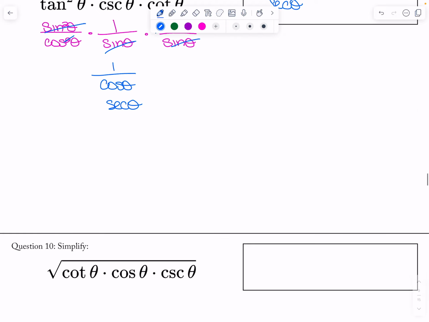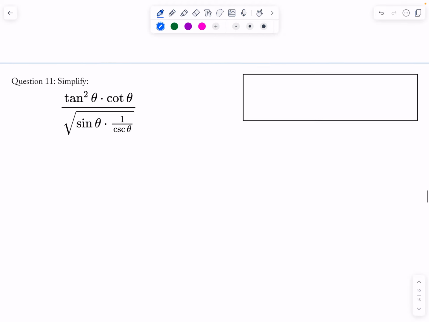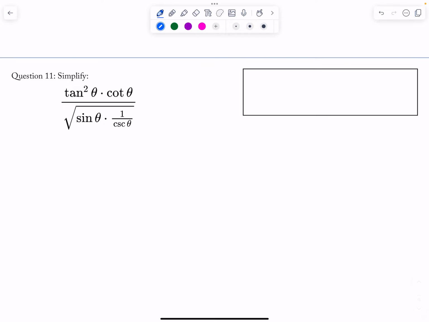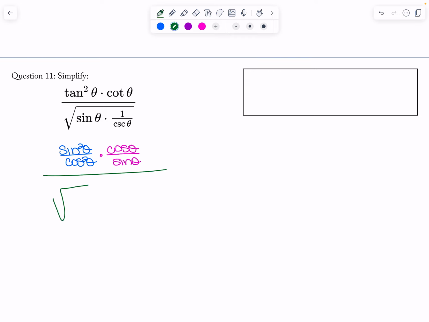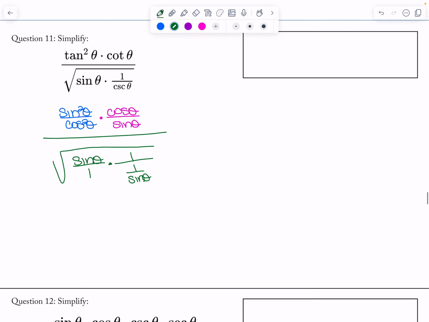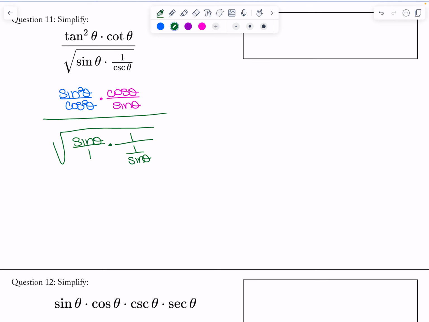Okay, question number 11. Ooh, getting a little bit more complicated. Okay, so let's go with our tangent squared is sine squared theta over cosine squared theta. My cotangent is cosine theta over sine of theta. And this is all divided by my square root of sine of theta over 1, and then 1 over cosecant. So this is 1 over sine of theta.